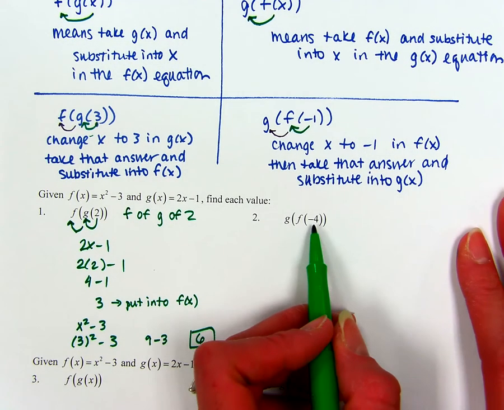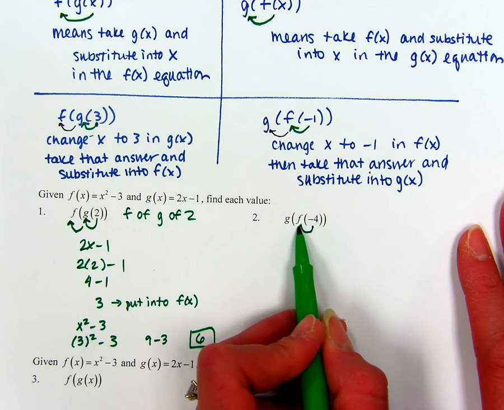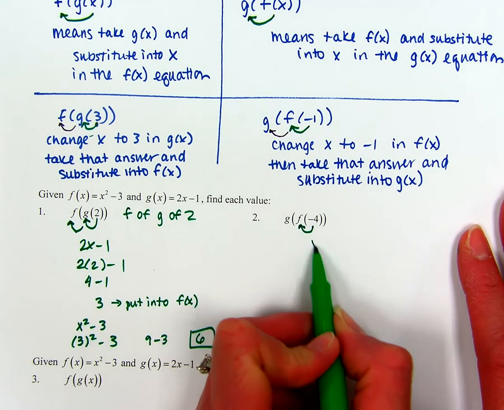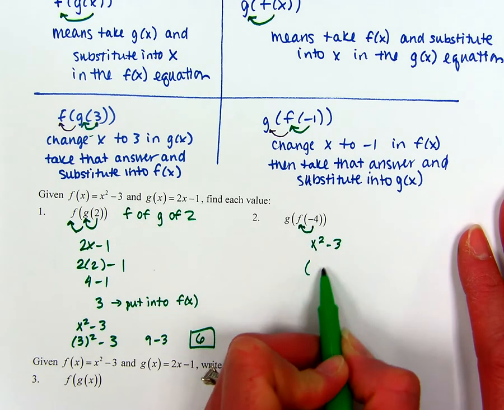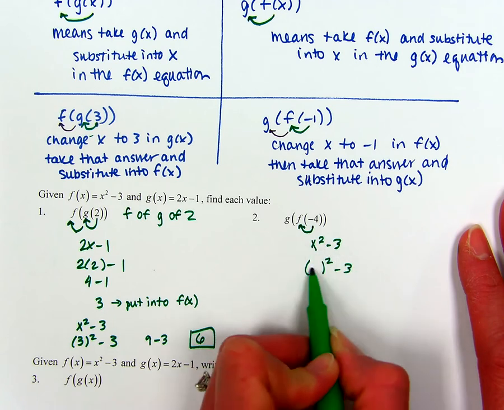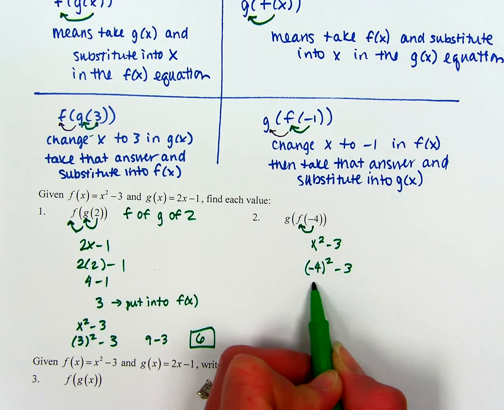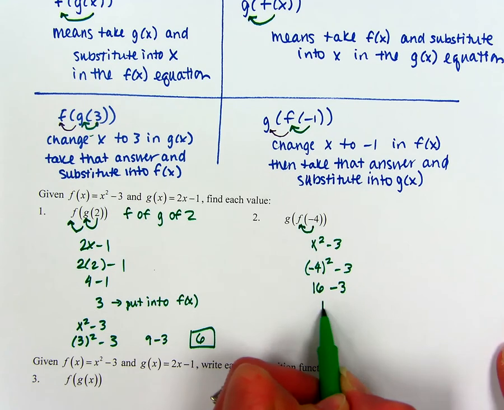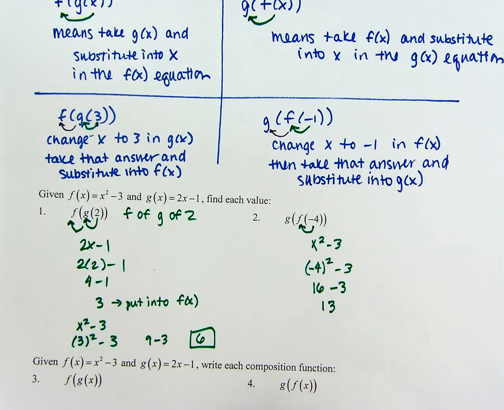So same thing here. This number is what we're going to start off with in equation f. Equation f is x squared minus 3. So instead of x, we're replacing negative 4. So negative 4 squared is 16. 16 minus 3 is 13. All right, that's part 1.